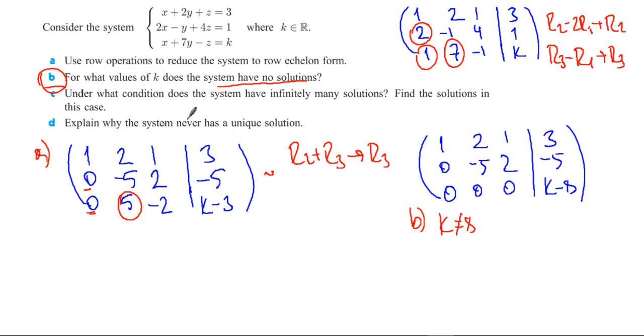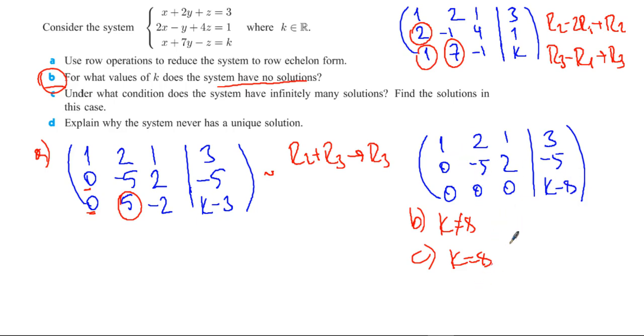Under what condition does the system have infinitely many solutions? So part C, infinitely many solutions when k equals 8. So when k equals 8, the third row will be 0. It will have infinitely many solutions. Then find the solution in this case.